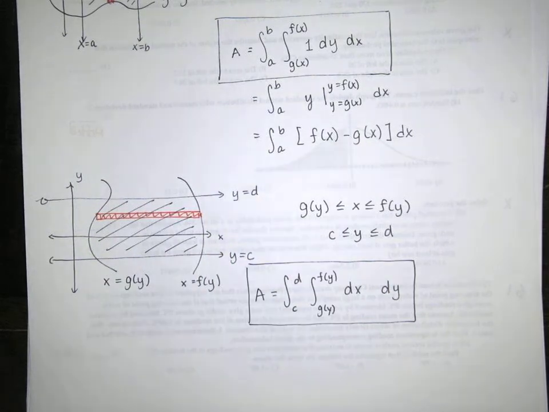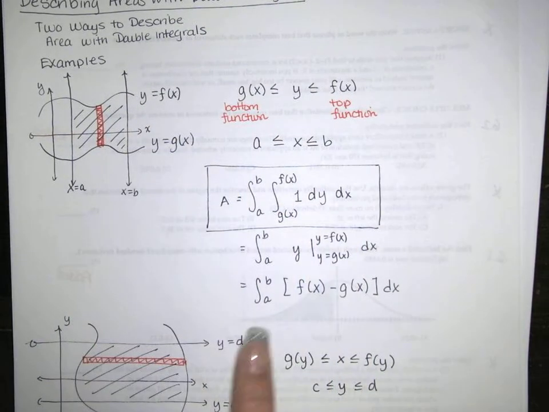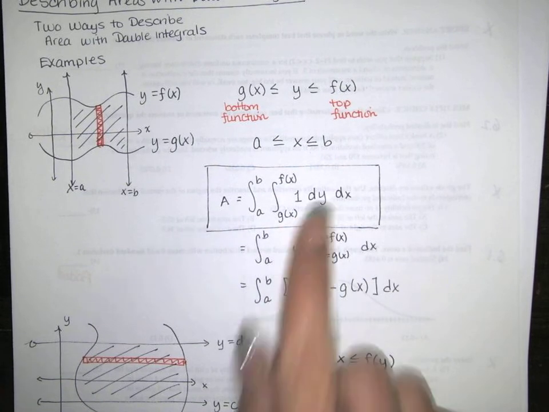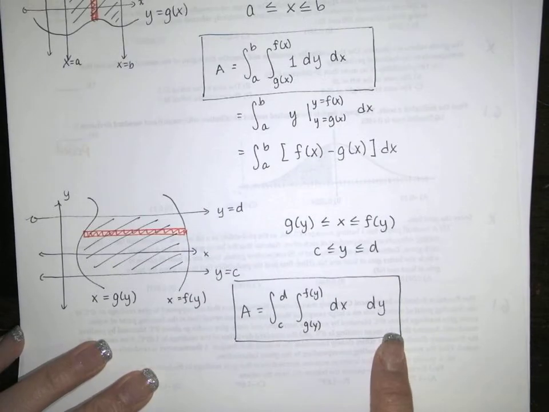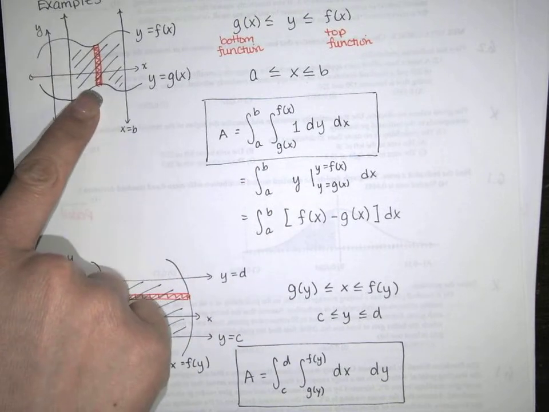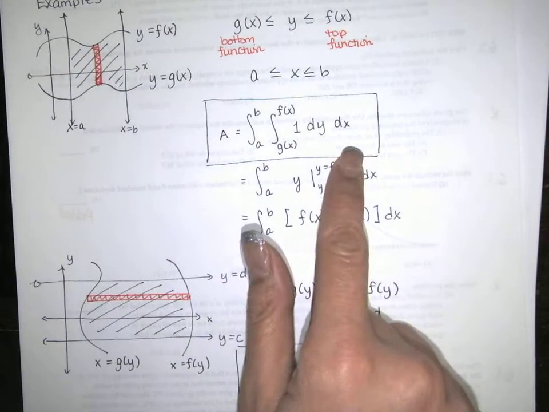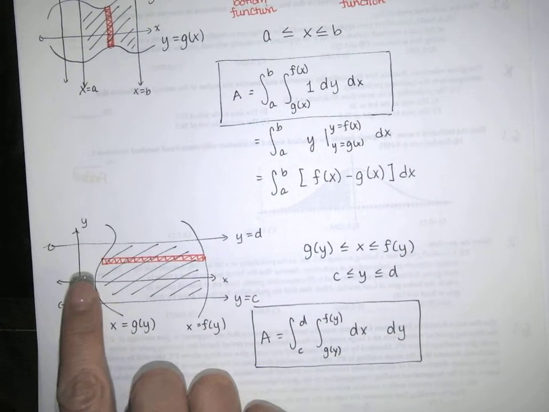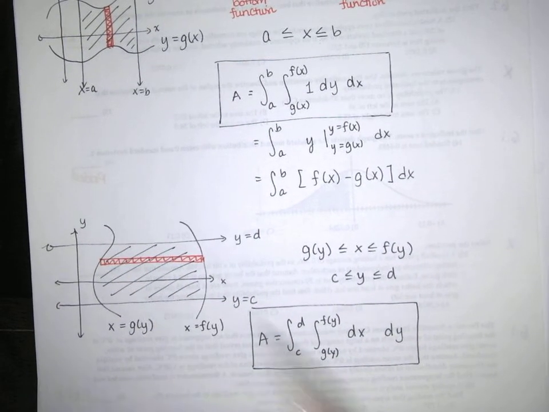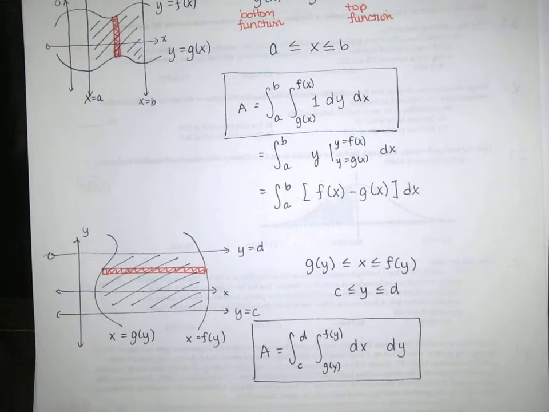So that is the two ways that we describe area with double integrals. Either we integrate with respect to y first and then x, or x first and then y. But the way we're thinking of it is this. Y goes from a function to a function, and x goes from a constant to a constant, that's this. Or x goes from a function to a function, and y goes from a constant to a constant. So let's do some examples.